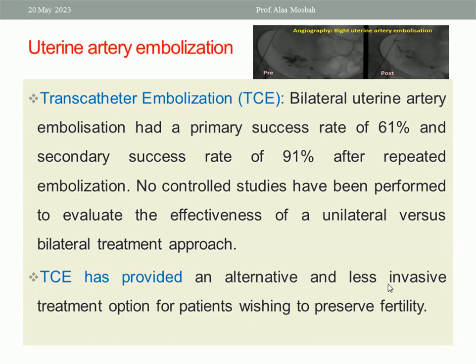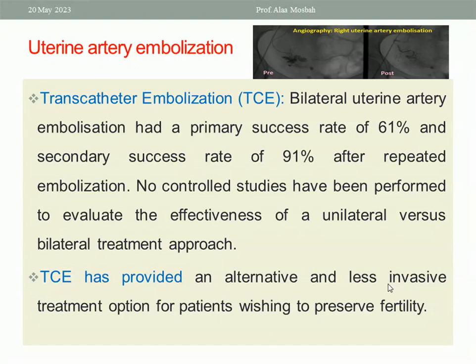Primary means control of the bleeding from the first trial of embolization. Okay, I did bilateral uterine artery embolization and succeeded in controlling bleeding in 61%. But in some cases, I should repeat the uterine artery embolization, and the success rate for the repeated one reaches up to 91%. So we say the primary success rate is 61%, and the secondary success rate is 91%. I hope it is clear enough. Okay?